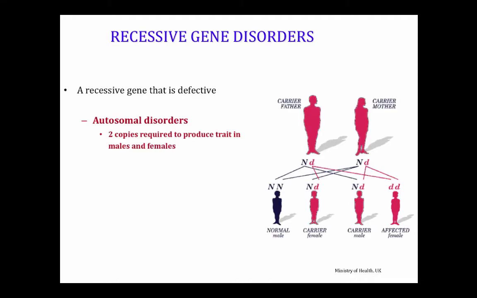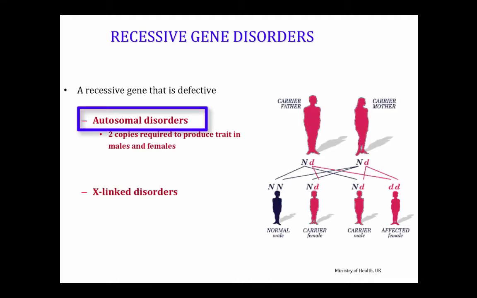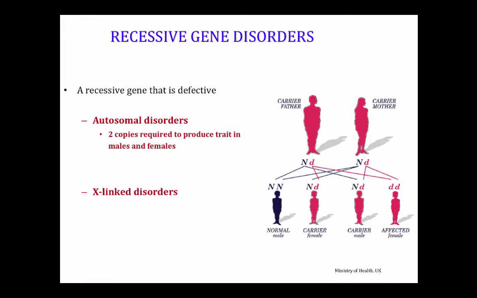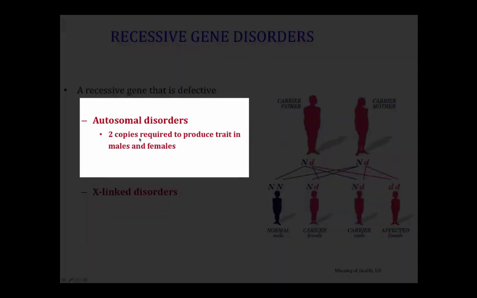Recessive gene disorders come in two types. We have what's called the autosomal disorder and the X-linked, or sometimes referred to as sex-linked disorder. In autosomal recessive disorders, 2 copies are required in order to produce the trait in both males and females.